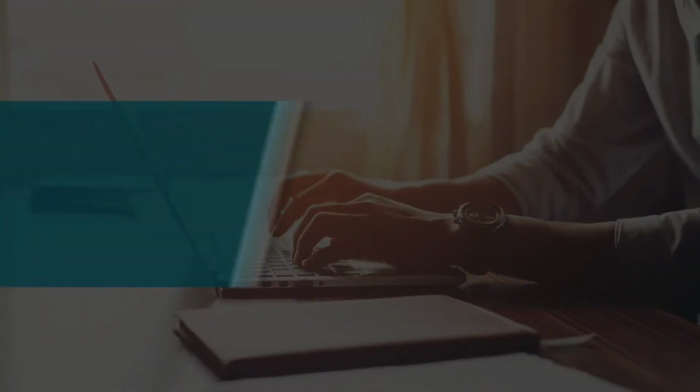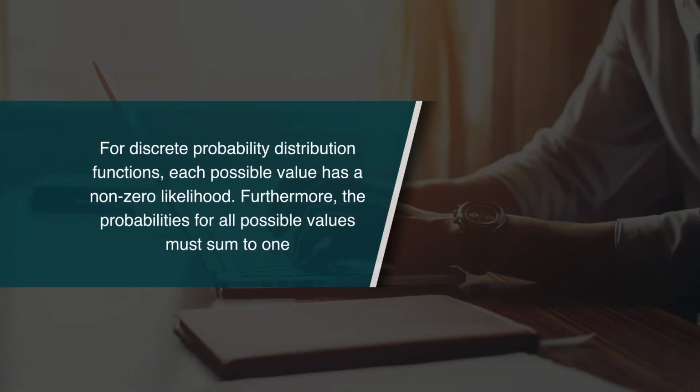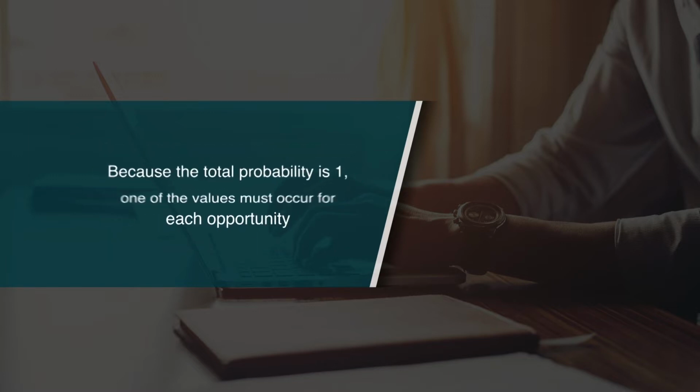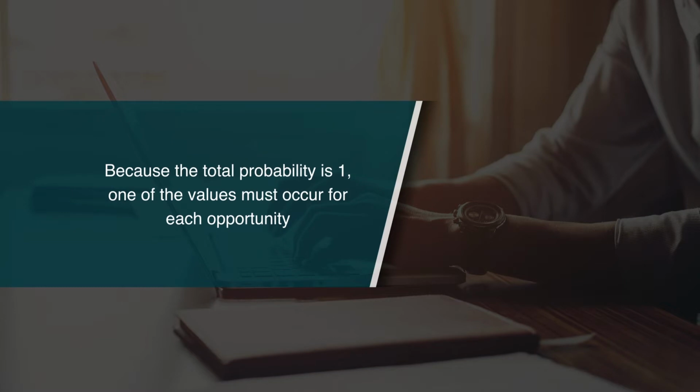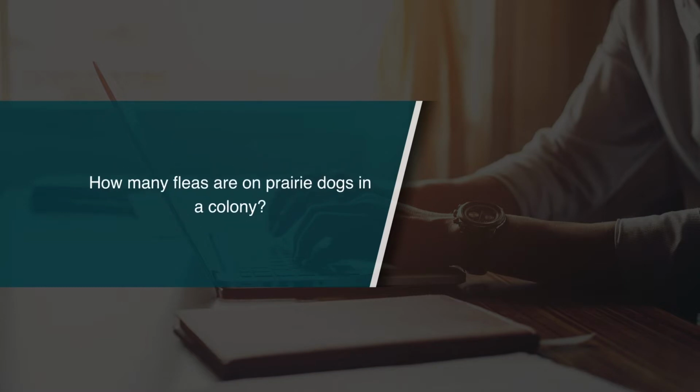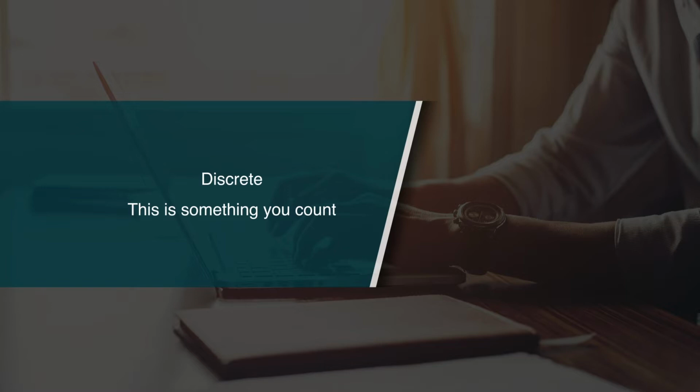In our preceding session we have seen how probability distribution is bifurcated into discrete and continuous. As far as the discrete probability distribution is concerned, it emphasizes that the possible values have a non-zero likelihood. Furthermore, the probabilities for all possible values must sum to 1, because the total probability is 1 and one of the values must occur for each opportunity. An example is how many fleas are on prairie dogs in the colony. This is known as discrete, and this is something you are going to count. That is the reason we call this a discrete probability distribution.